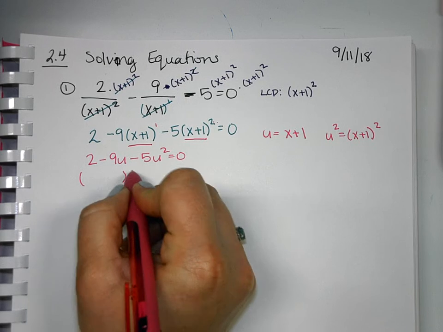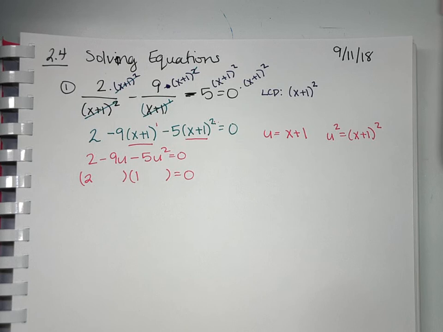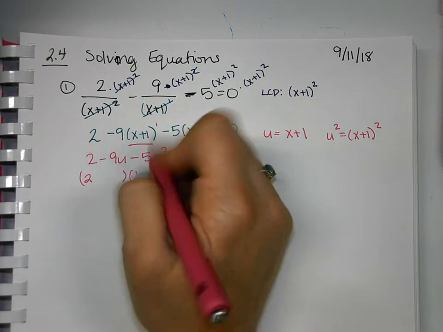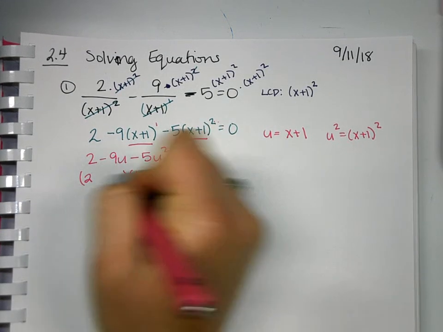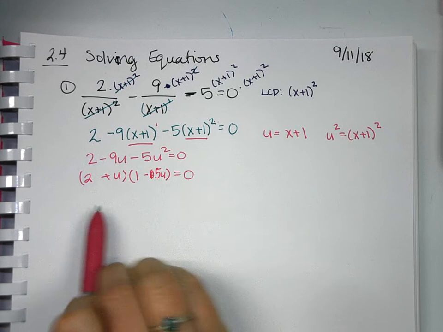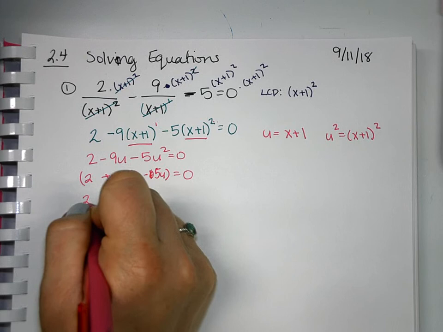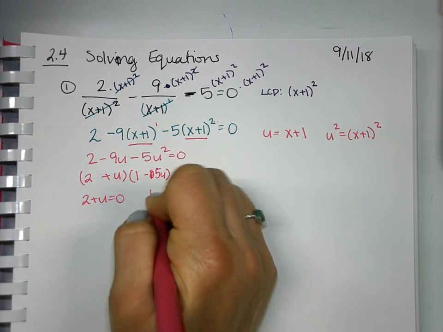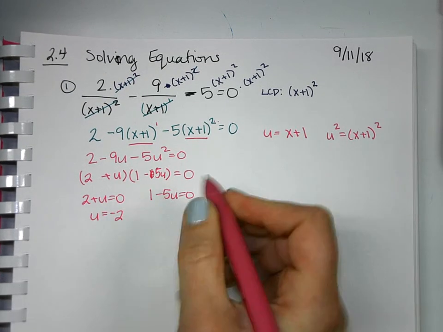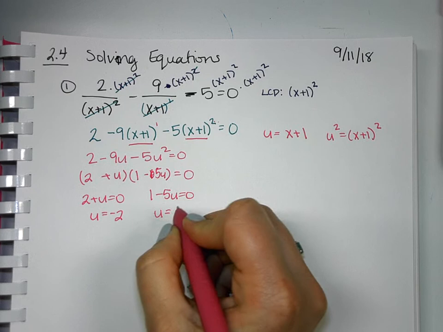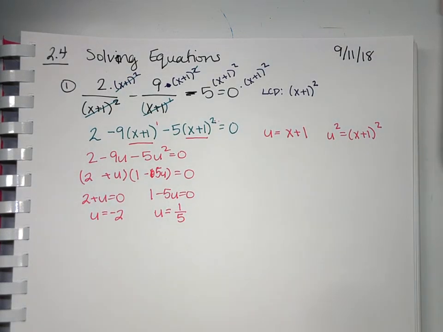So now I can double bubble this polynomial. So let's see, 2 and 1, I need to add up to negative 9. So if I do minus 5u and plus u, I'll get negative 10u plus u will give me negative 9. So then when I take each one of these and set it equal to 0, I'll get u is equal to negative 2. And u is equal to 1/5 after I solve each of those for u.